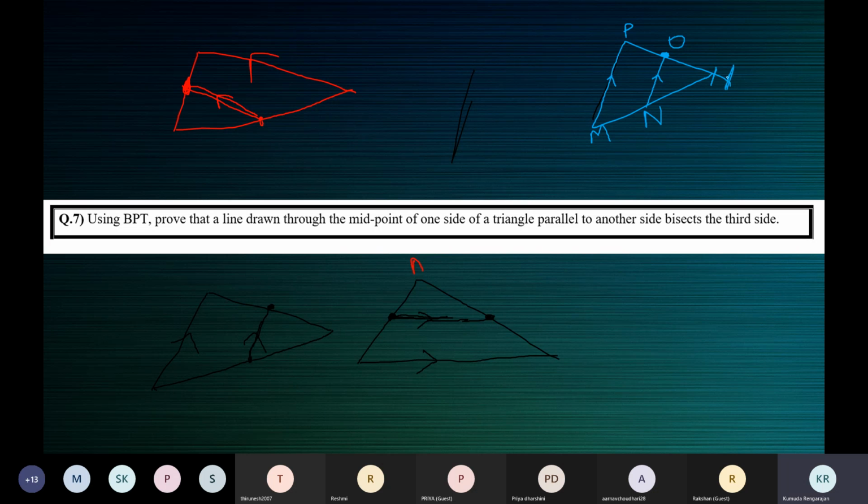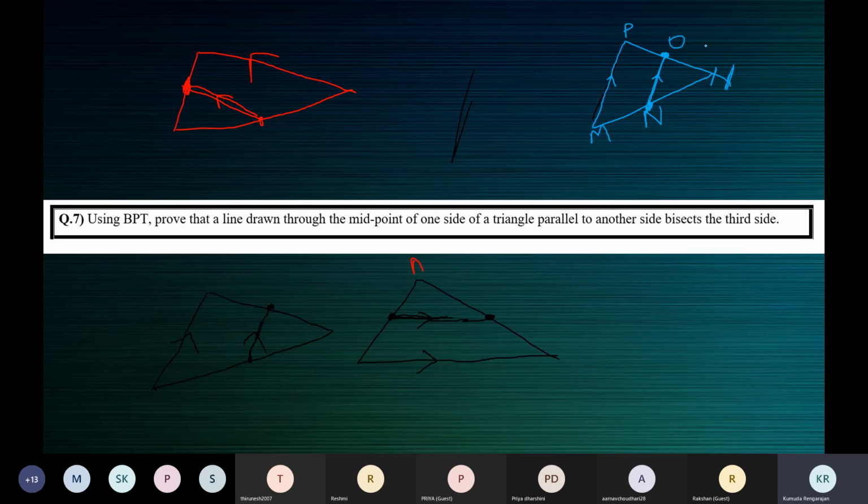The line through O, which is parallel to the second side, where does it meet the third side? NH, ma'am. Not NH, N. It meets the third side at N. So the result by midpoint theorem is that N is the midpoint of MH.